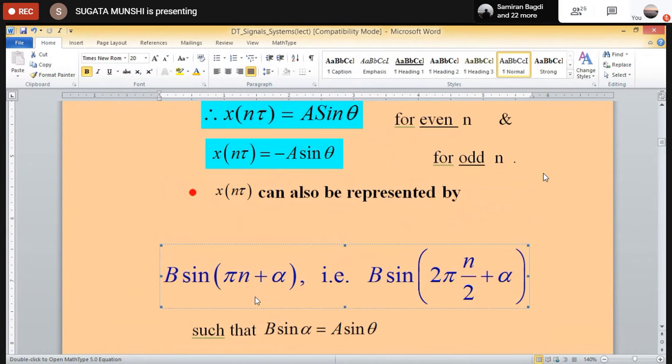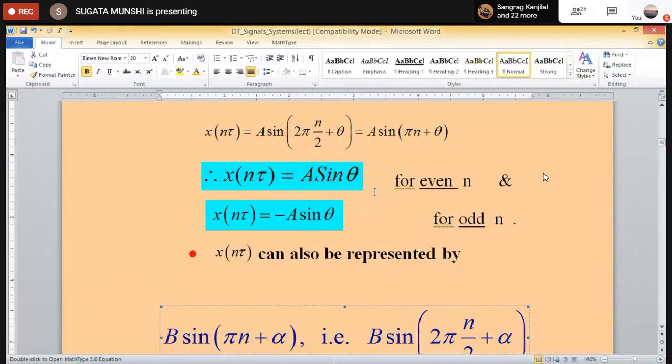Say this is the expression for x and tau, a sine pi n plus theta. What would have happened if you started the sampling at some zero crossing? All samples would have been zero, isn't it? So that would have yielded no information. That's why this frequency is not a proper frequency.